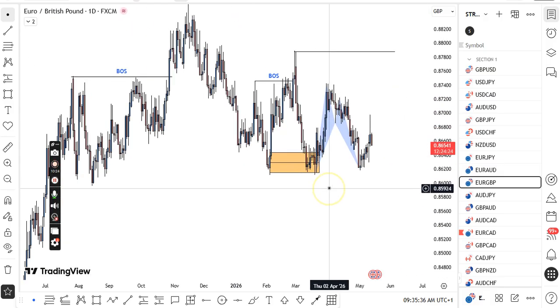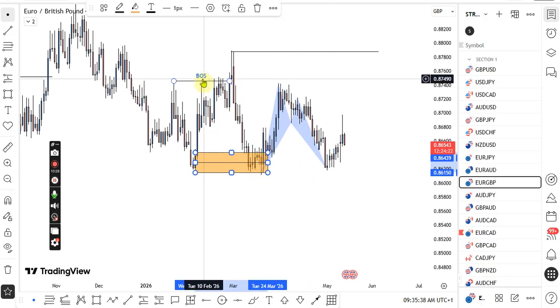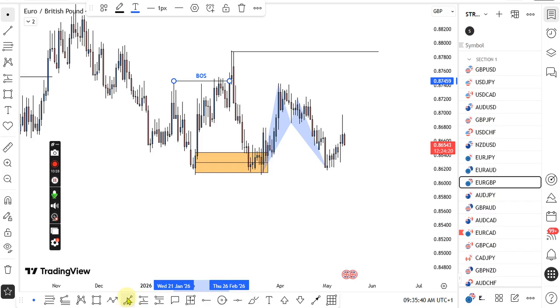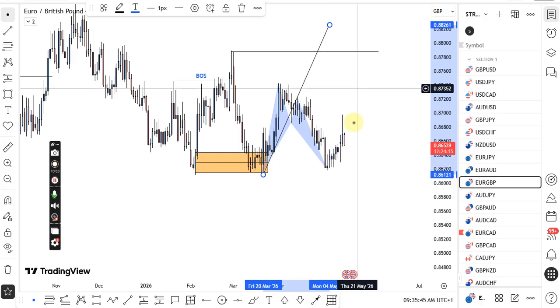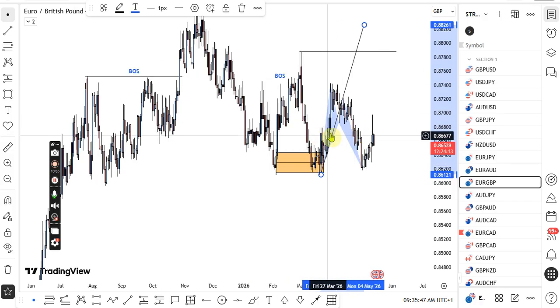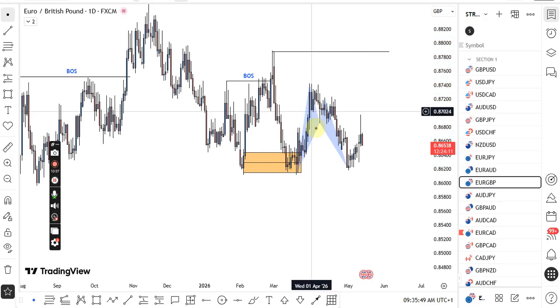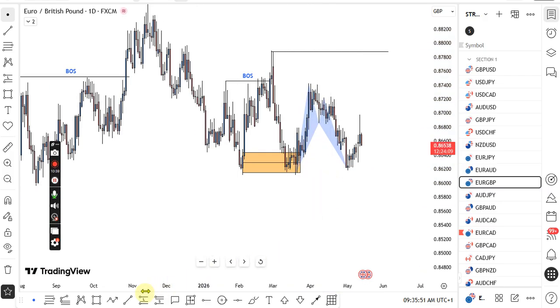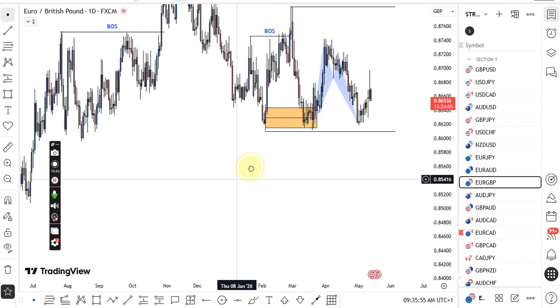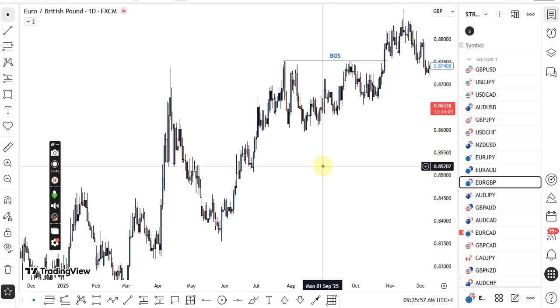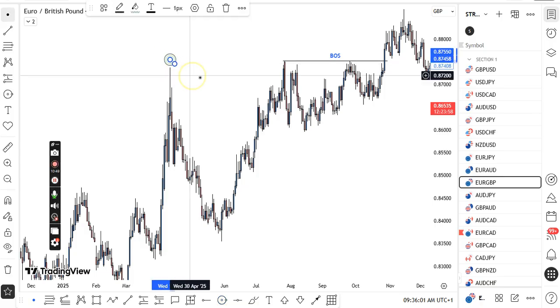So if price mitigates a key level in line with the structure, we expect price to do what? To take out this high, another break of structure, price retrace back again, like that. But when price fails to do that, what happens? This is what is happening here. Price could react and take out this low. If price takes out this low, then we can now start looking into this particular high. We'll start looking into this high, okay?